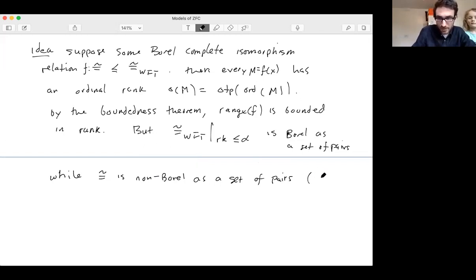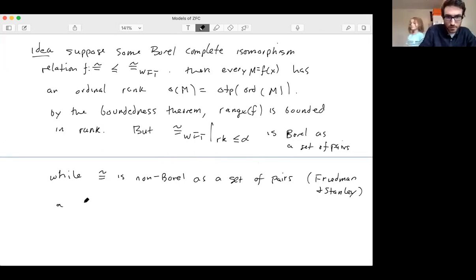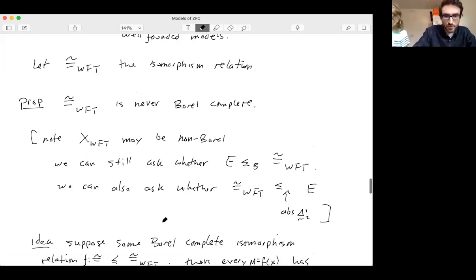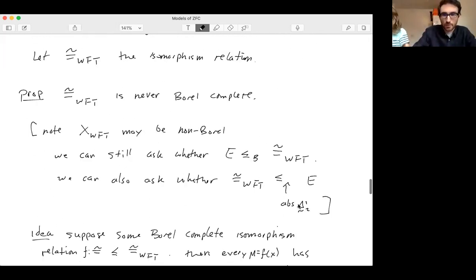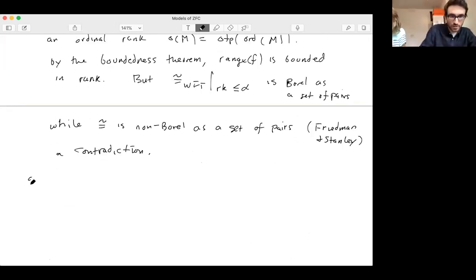Both of those facts are Friedman and Stanley. They're old, I guess. And so you can't have a Borel function reducing a non-Borel equivalence relation to a Borel equivalence relation. So that's the first observation. We're never Borel complete if we restrict to well-founded models, but you could be kind of pseudo-Borel complete, as I said a minute ago, if you allow weaker reductions. I don't know if that can happen, so I'll just put it as a question.